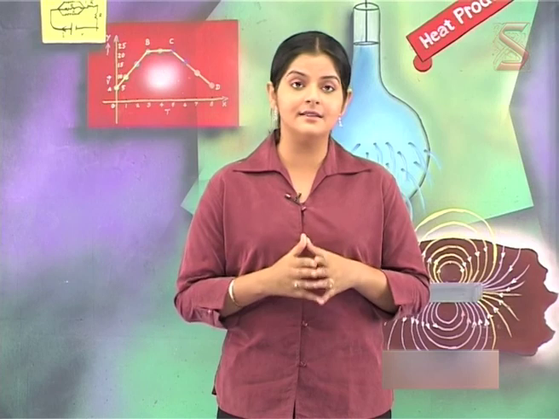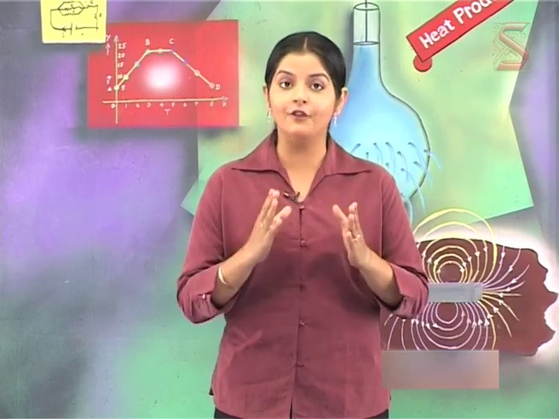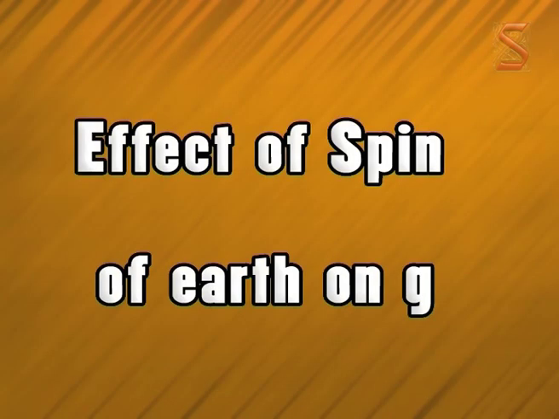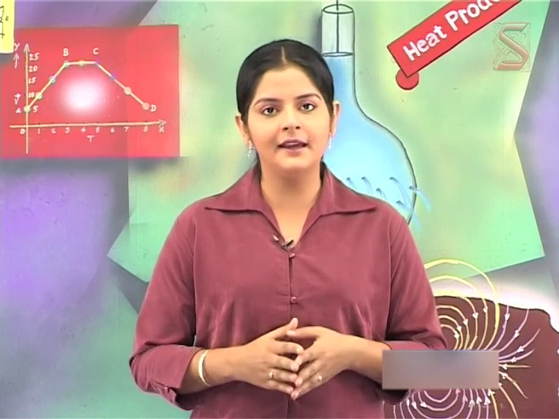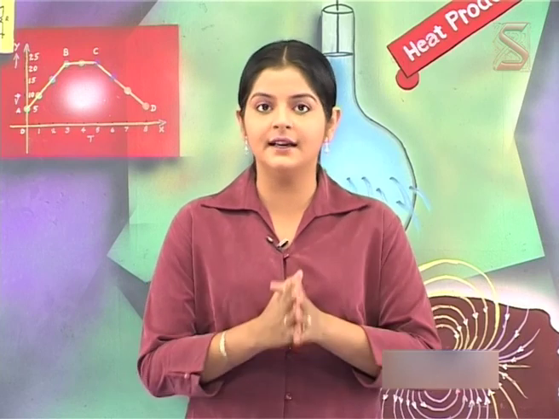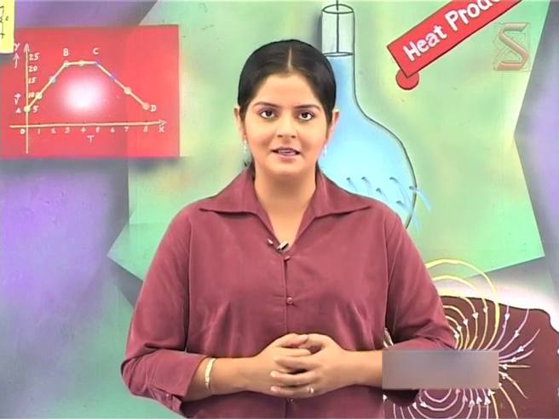While the earth is orbiting the sun, it spins about itself. Now, let us discuss the variation of g due to spinning of earth. Effect of spin of earth on g. Due to spinning of earth about itself, careful measurements have shown that earth is not a perfect sphere, but an ellipsoid bulging at the equator and flattening at the poles, the equator radius exceeding the pole's radius by 21 kilometers.